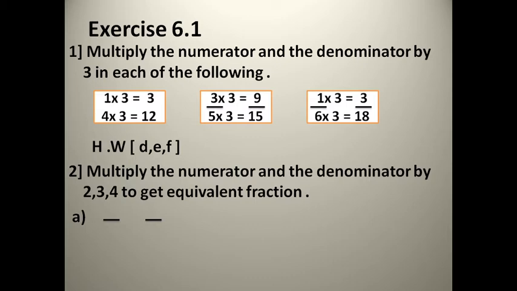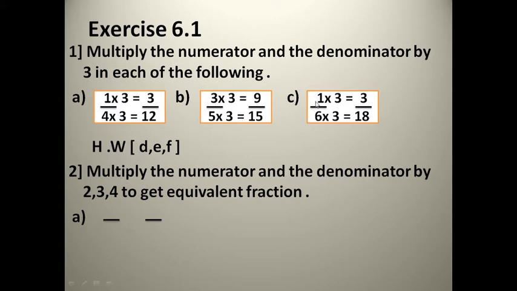Now exercise 6.1: multiply the numerator and denominator by 3. So here I will multiply 1 by 4. First I will multiply by 3. So 3 times 1 is 3, 3 times 4 is 12. So 1 by 4 and 3 by 12 are equivalent fractions. Now I multiply this fraction also by 3. 3 times 3 is 9, 3 times 5 is 15. So 9 by 15 is the equivalent fraction for 3 by 5.